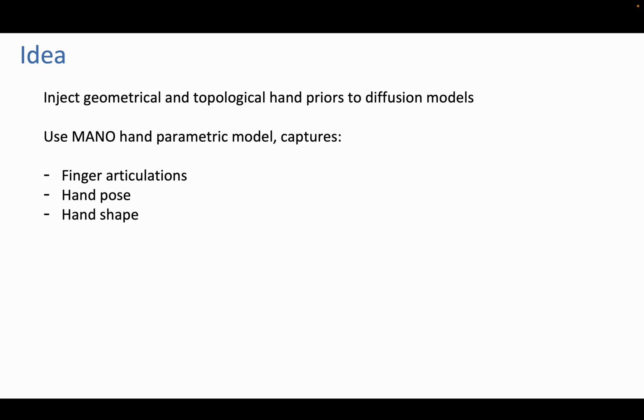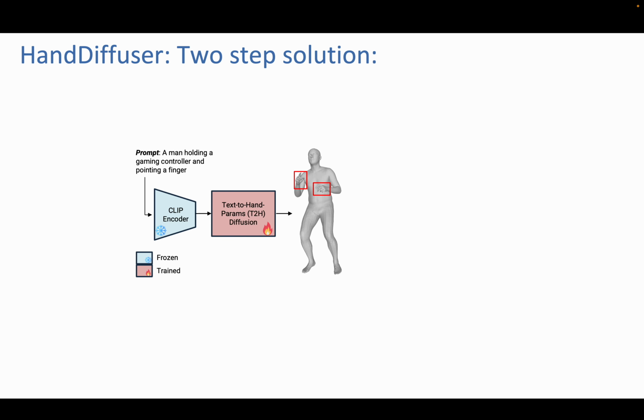To generate realistic-looking hands, we propose to inject geometrical and topological hand priors to existing diffusion models. Specifically, we use a parametric hand model to capture the finger articulations, hand poses, and hand shapes. To inject hand priors to the diffusion models, we propose a two-step based architecture. For the first step, we develop a small diffusion model that takes a text prompt as input and generates the pose and shape parameters of the SMPLH body model.